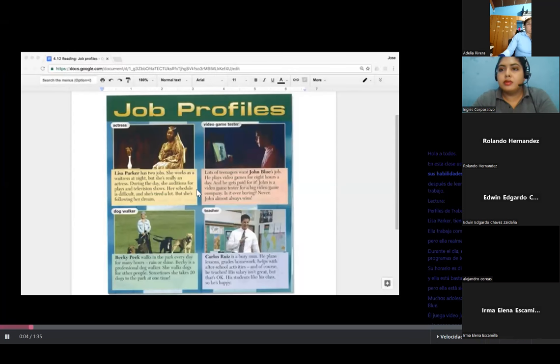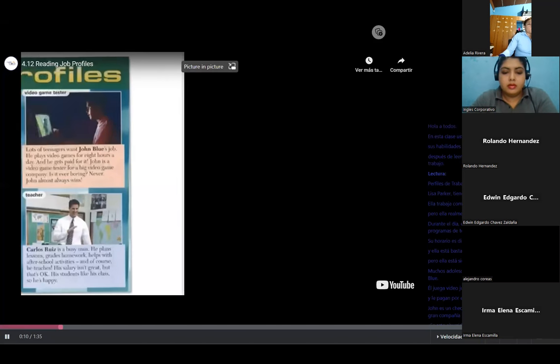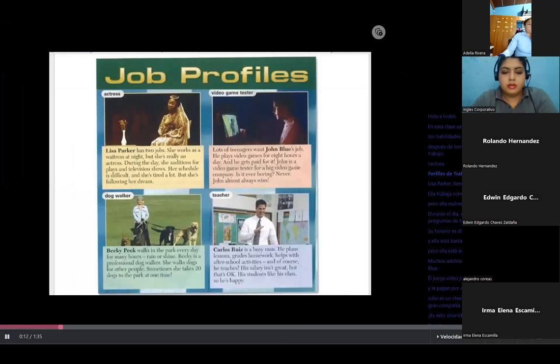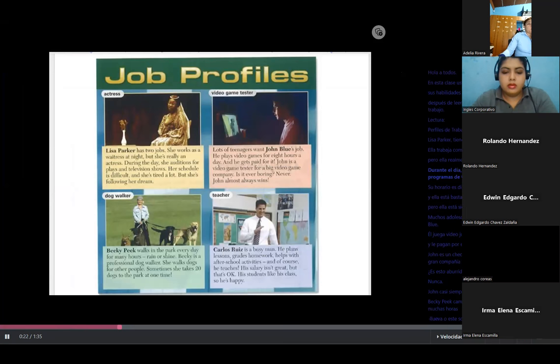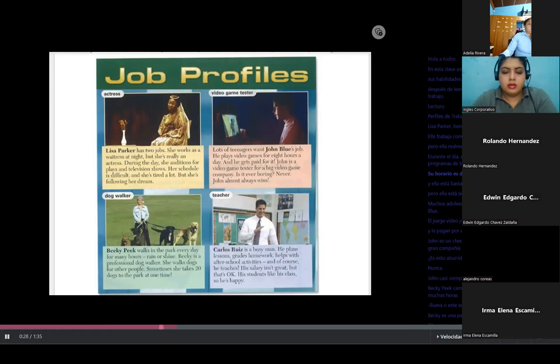Prediction and inferencing skills after reading and discussing an article on job profiles. Reading. Job profiles. Lisa Parker has two jobs. She works as a waitress at night, but she's really an actress. During the day, she auditions for plays and television shows. Her schedule is difficult, and she's tired a lot. But she's following her dream.